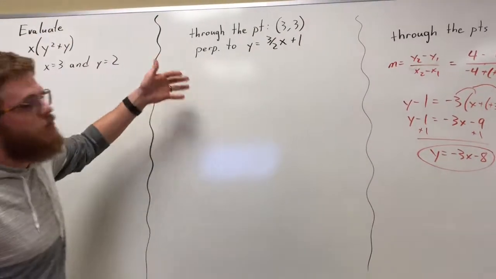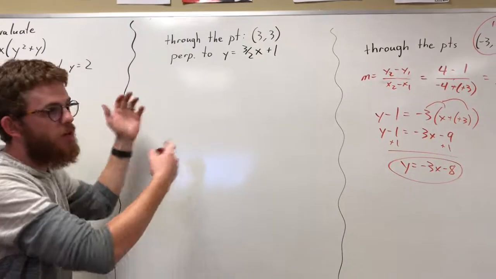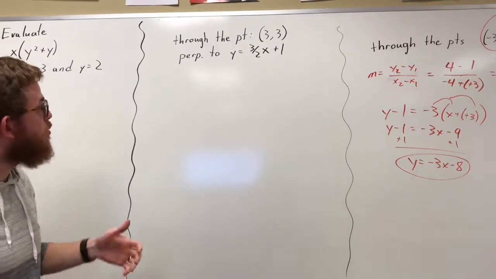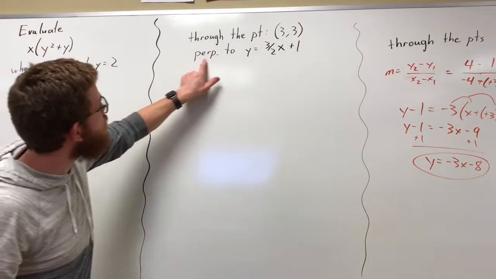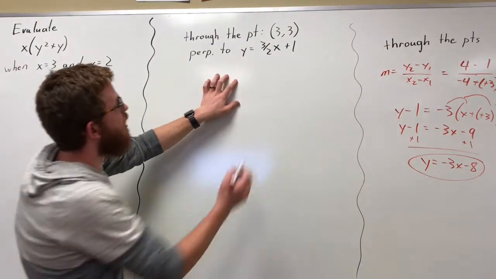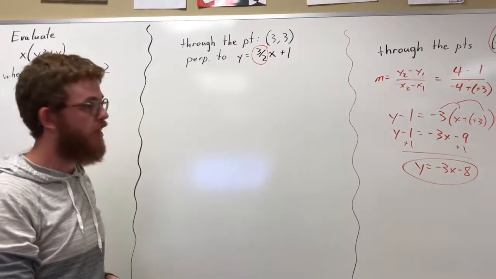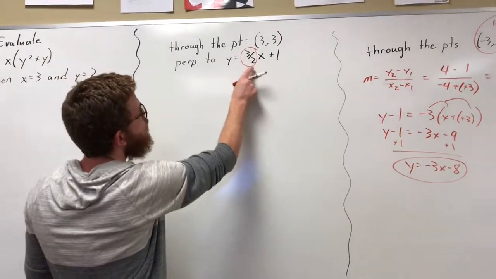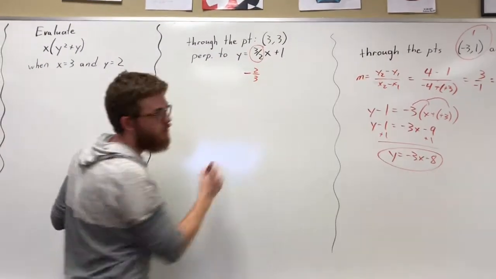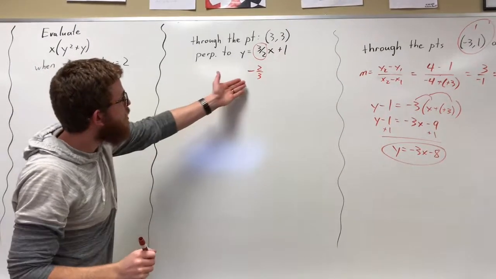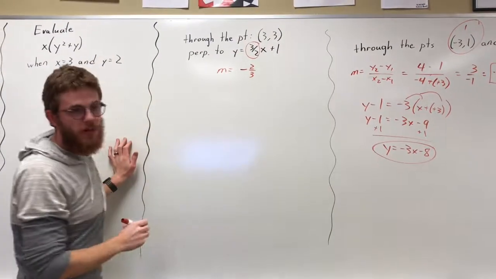Finally, we could be given a point and then we're given some equation that might be parallel, it might be perpendicular. Well, remember, if it's parallel, the slopes would be exactly the same, but since this one is perpendicular to this line, we know our slope is going to be the opposite reciprocal of that. Well, the opposite reciprocal of 3 over 2 is a -2 over 3. And so now we have our slope. Our slope is that -2 over 3, and we have a point.